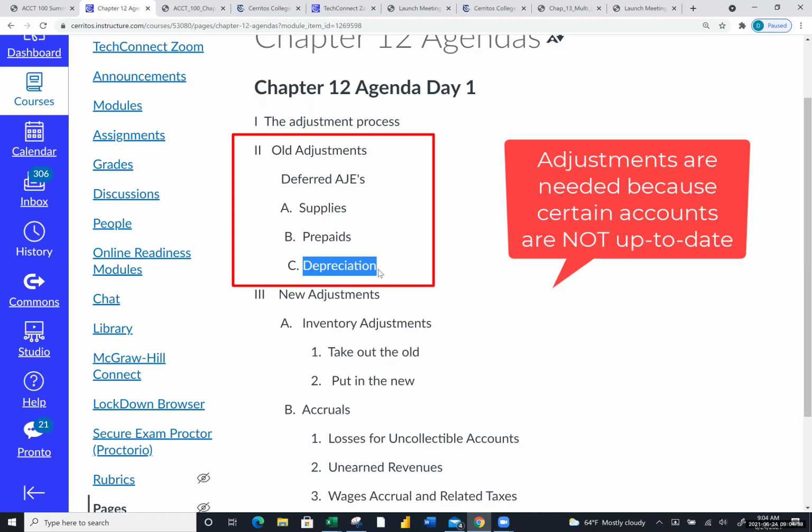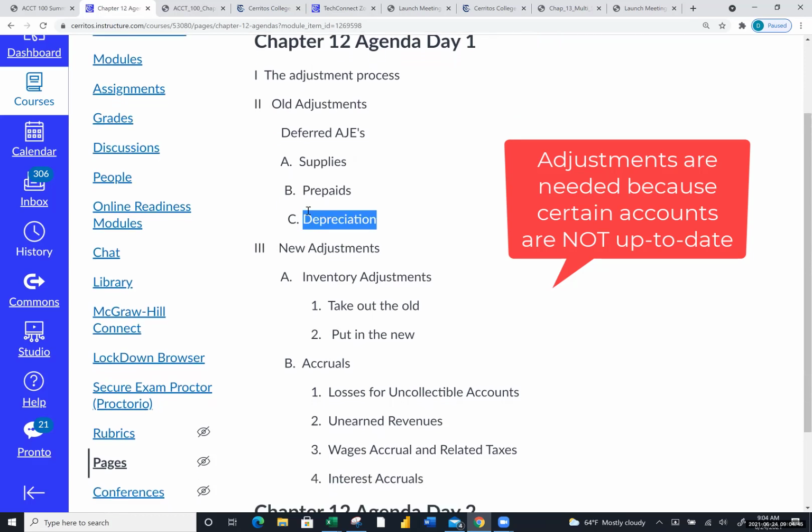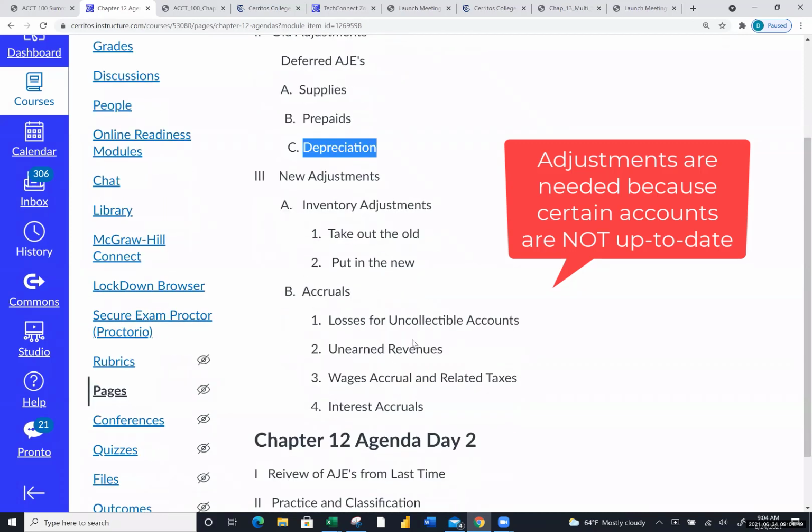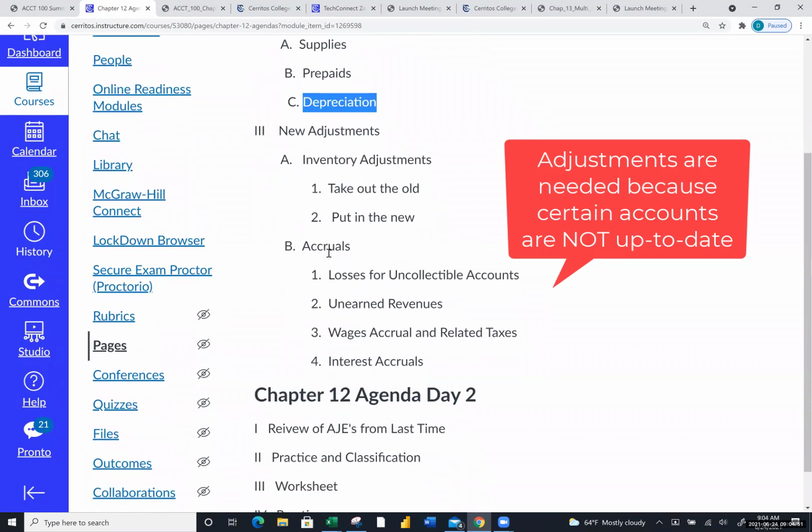We'll do those as part of the exercises that we have scheduled to be worked out today. But as far as the lecture goes, I'm going to pass those by because I want to focus on these new adjustments. And so once again, I've mentioned this before, I would use these agendas as a checkoff list as you're studying for your last test.